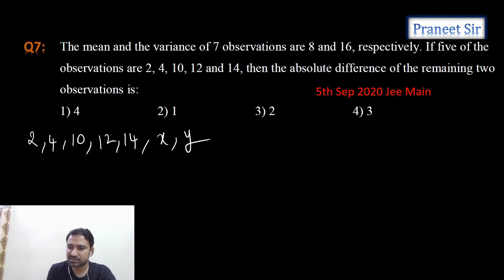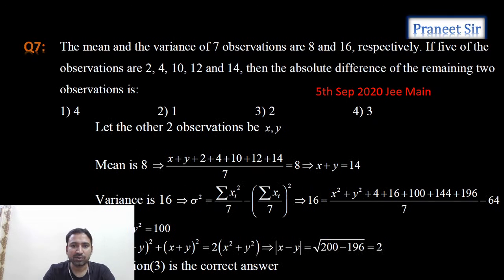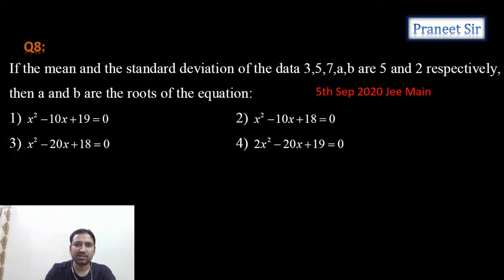Yes, Manas, correct. Right, guys, is it clear? Chalo, let's move to the next one. As it is the same question, we'll skip that. So if the mean and standard deviation of the data are given as 5 and 2 respectively, then a and b are the roots of this equation. Okay, we'll do this question.